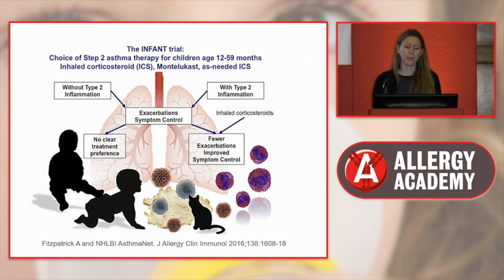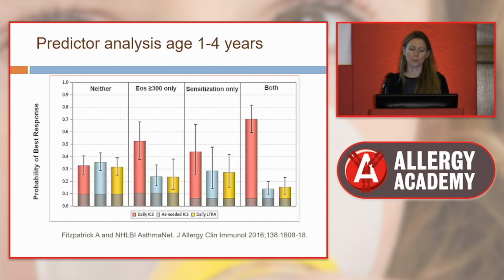In this image, you can see here, in general, that those without type 2 inflammation had exacerbations and symptom control with no clear treatment preference with regards to either inhaled corticosteroids, montelukast, or as-needed inhaled corticosteroids. But if they had type 2 inflammation, so the persistent atopic wheezes, with inhaled corticosteroids, they had fewer exacerbations and improved symptom control. And which were the biomarkers that were helpful in predicting this response?